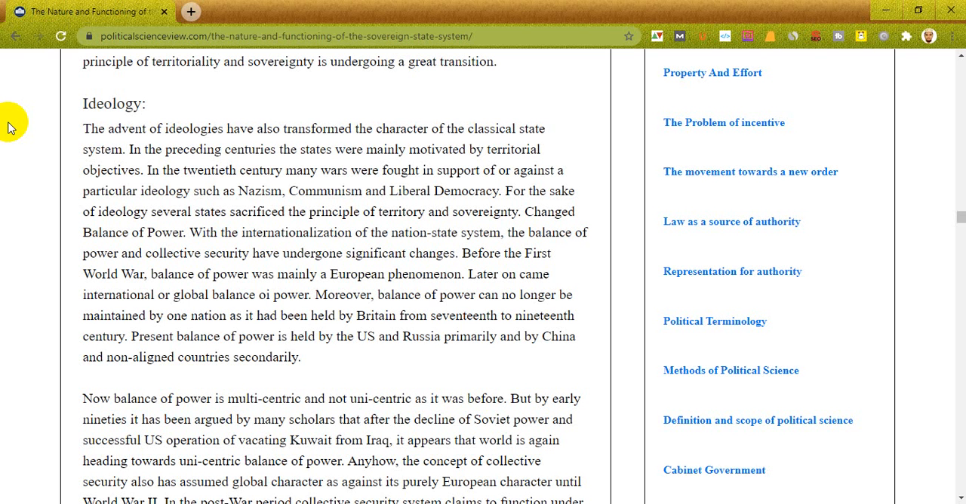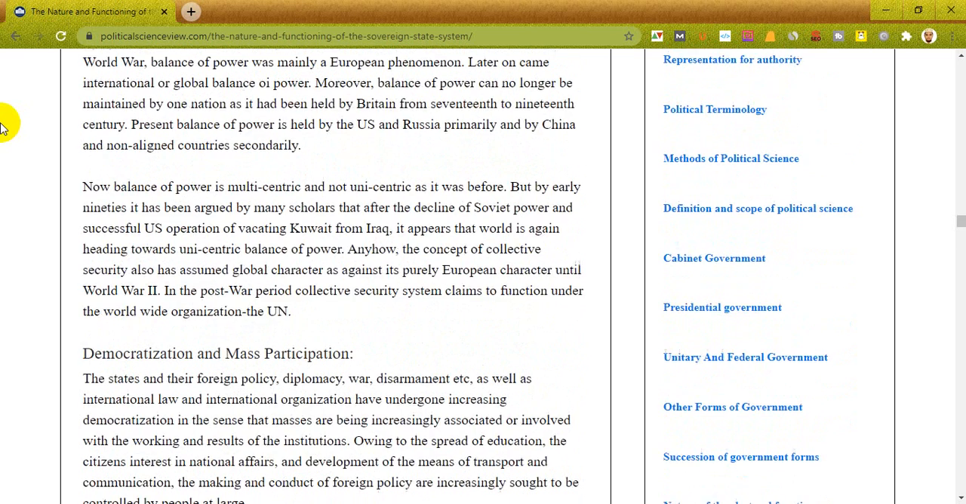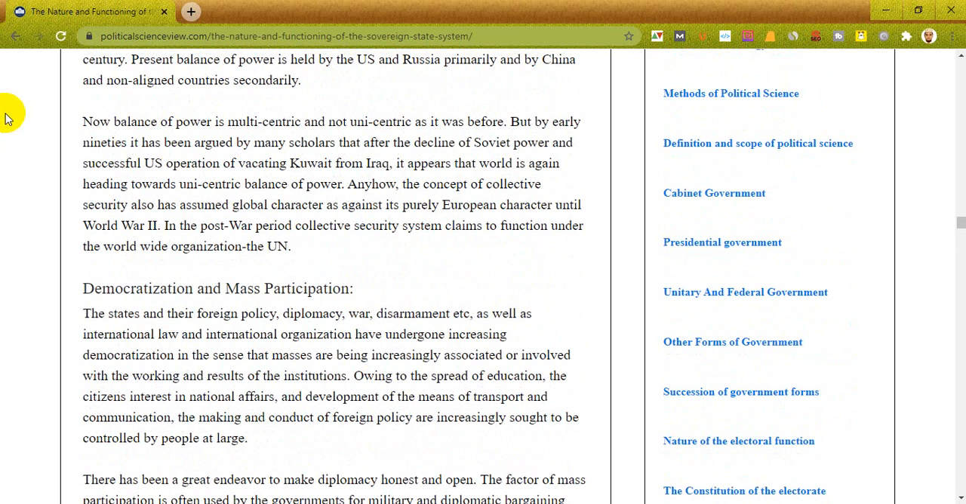But by the early 90s it has been argued by many scholars that after the decline of Soviet power and the successful US operation of vacating Kuwait from Iraq, it appears that the world is again heading towards a unicentric balance of power. Anyhow, the concept of collective security also has assumed a global character as against its purely European character until World War II. In the post-war period, the collective security system claims to function under the worldwide organization, the UN.